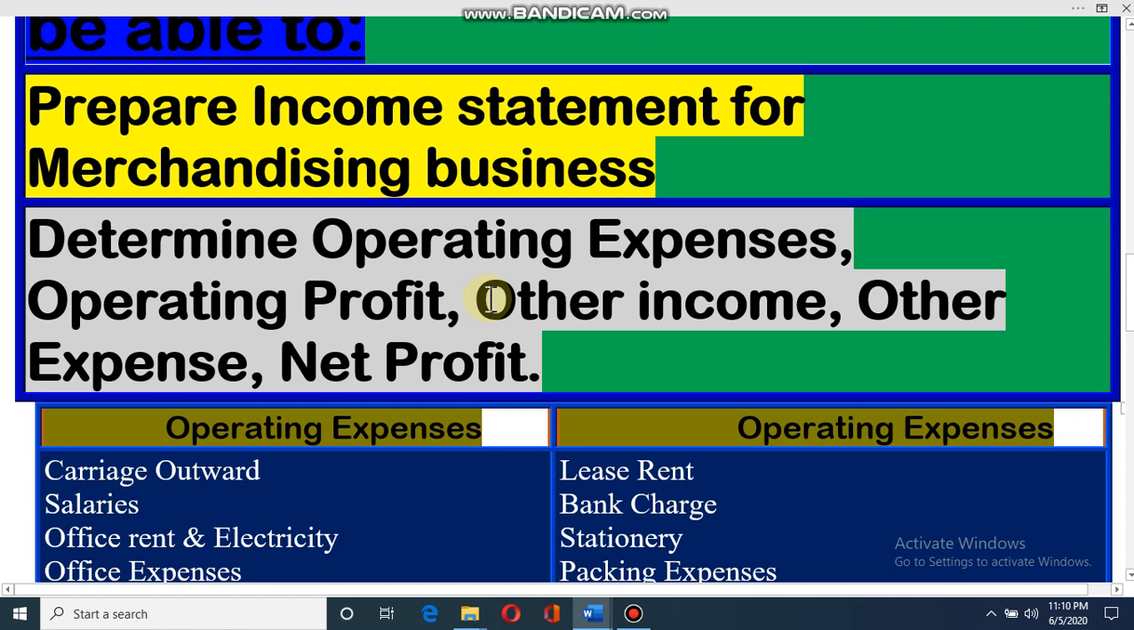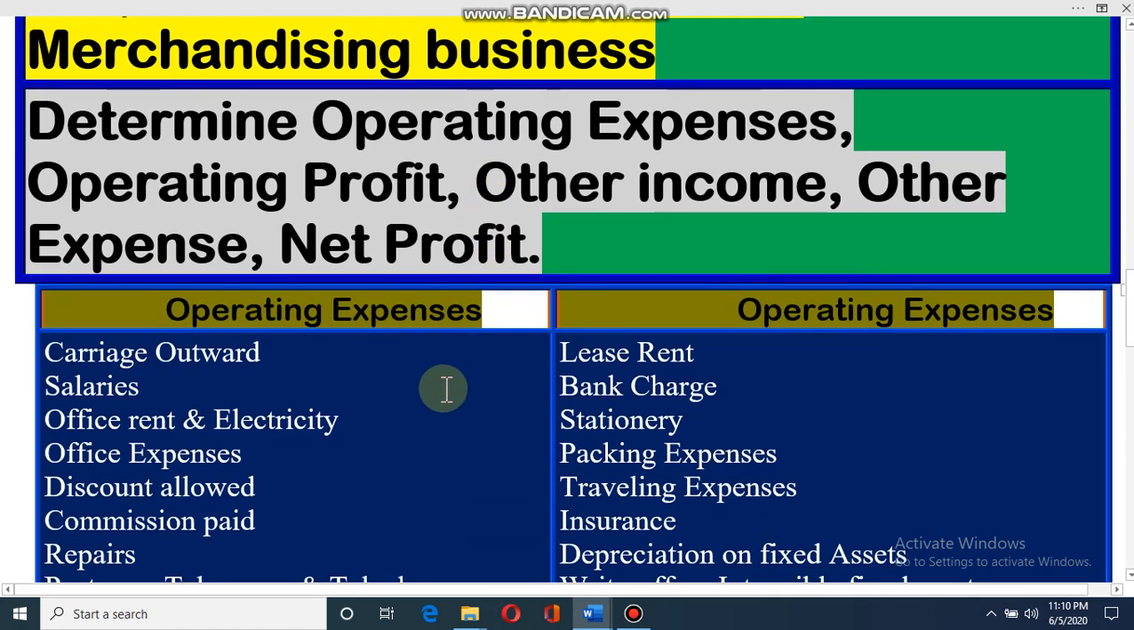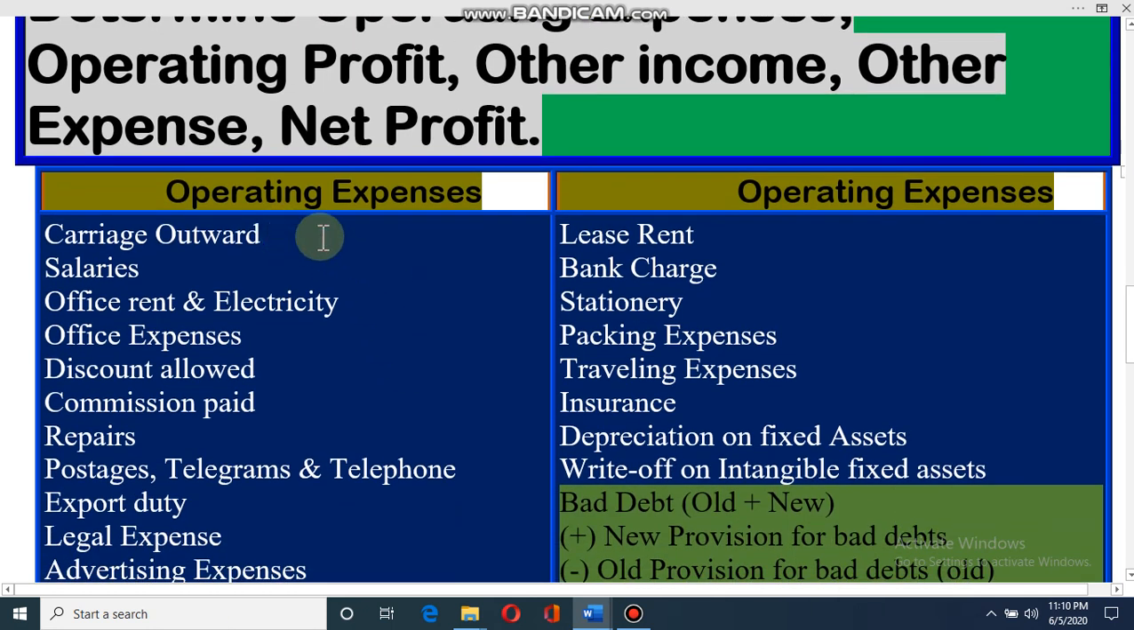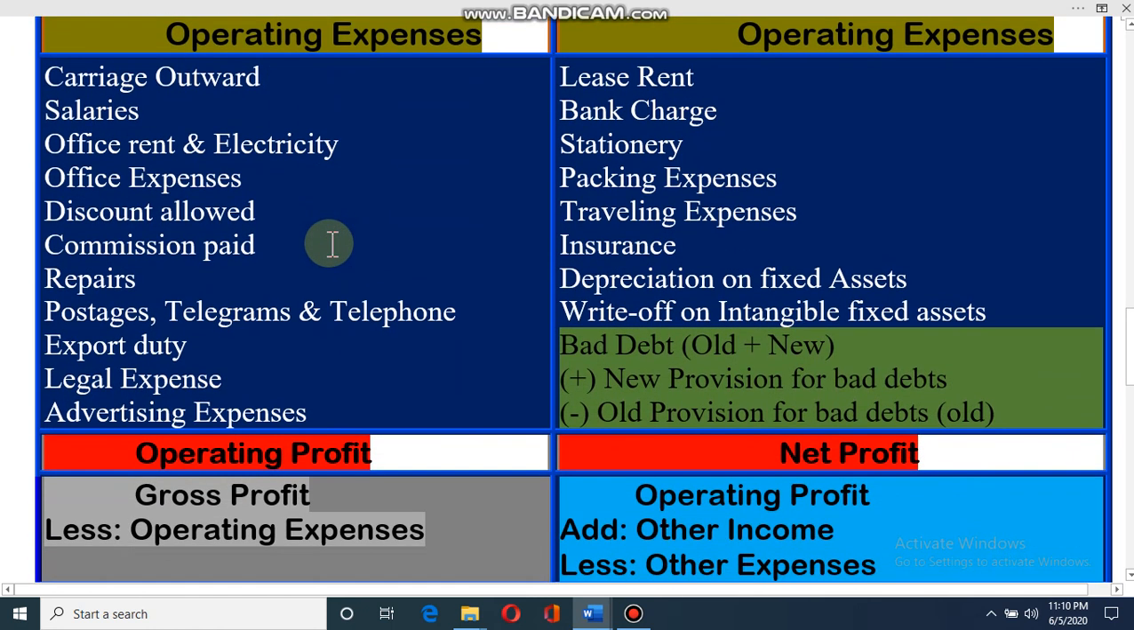Dear student, if you can remember, in two lectures we have discussed how we can prepare an income statement for a merchandising business. Today also I will discuss some other problems for preparing an income statement. Dear student, now a list of operating expenses.